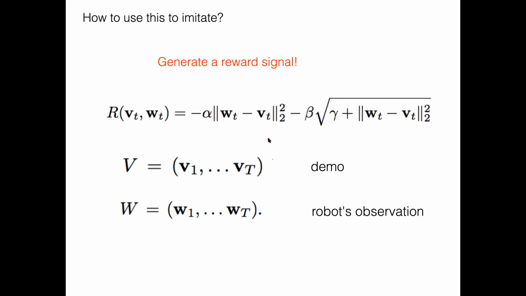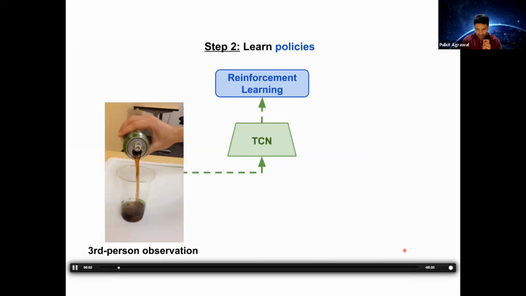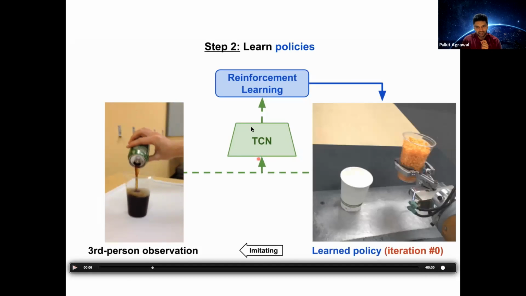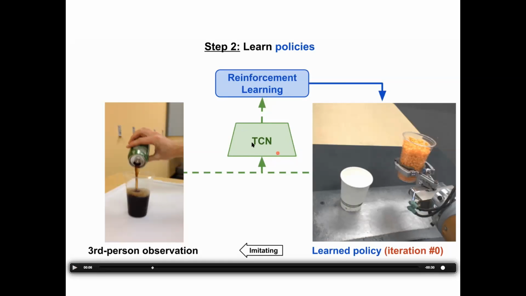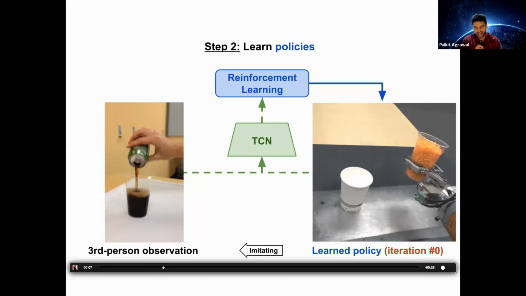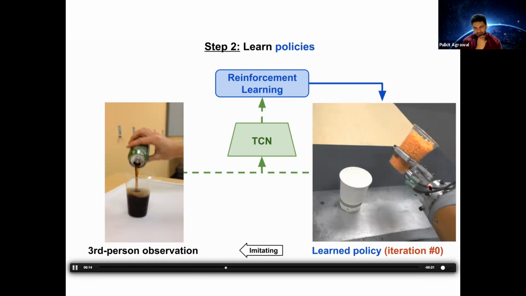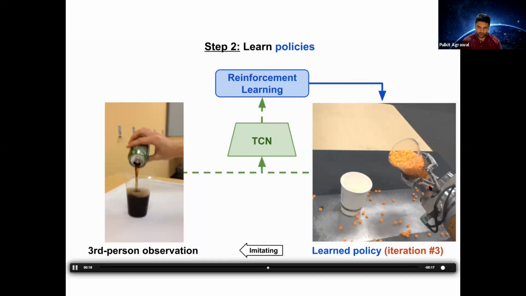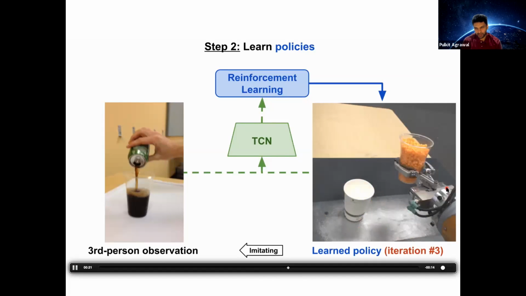And then the second step of our approach is to use reinforcement learning to learn. We can then leverage this TCN network that we have learned to generate a reward function. And then we can do reinforcement learning to optimize this reward function, right? So let's see what happens. Initially, the learned policy is pretty bad. And then over time, what you will see is that the system is going to be able to perform the task, right? So a couple of things to notice, right?